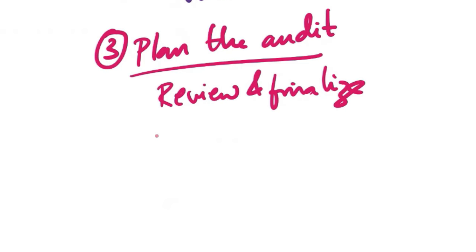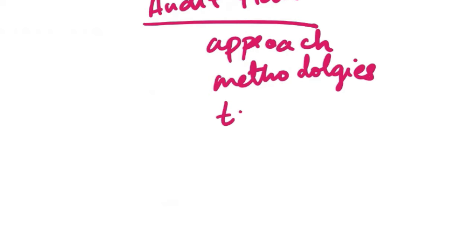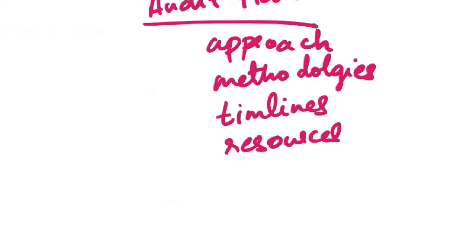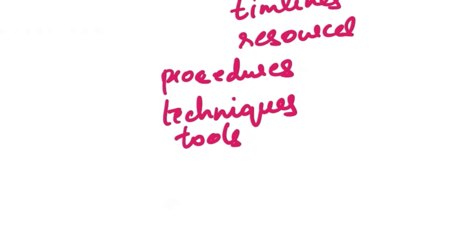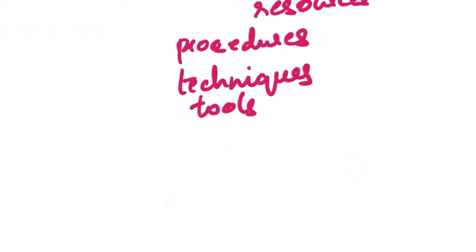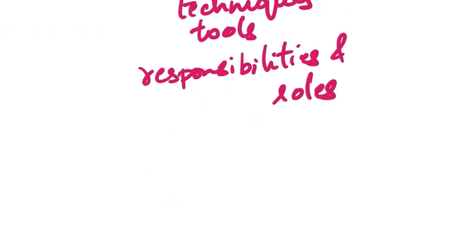Once you do that, the next step is to develop the audit plan. So you create a detailed audit plan that outlines the approach, methodologies, timelines, and resources required for the audit. And then you specify the audit procedures, techniques, and tools that will be used to gather evidence and assess compliance with audit criteria. Next, allocate responsibilities and roles within the audit team, including audit leads, team members, and subject matter experts.